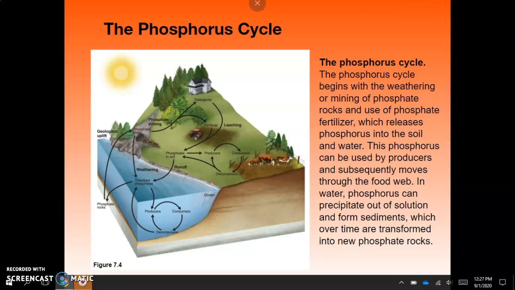So we need to know that the phosphorus cycle begins with the weathering and the mining of phosphate. Now, the phosphorus cycle does not have an atmospheric component. If you look at this one, phosphorus does not travel in the atmosphere. It's limited to the land and the water.